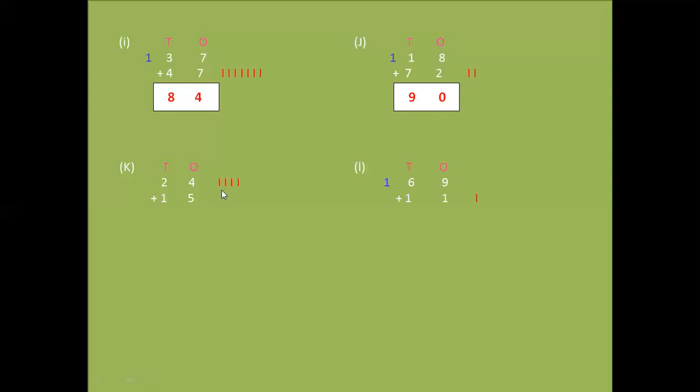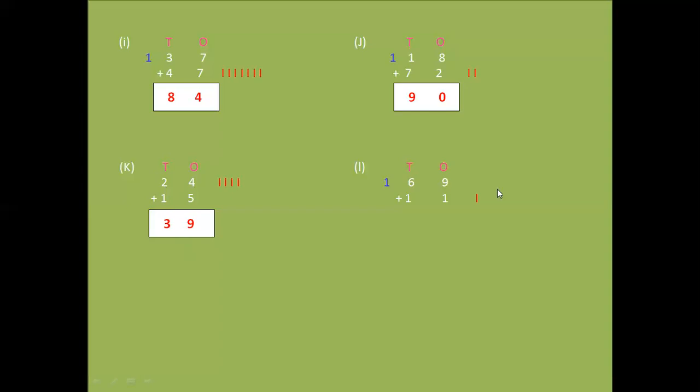A part. Question is 24 plus 15. So first we add ones. 4 plus 5. We draw 4 lines and add these 4 lines to 5. 5, 6, 7, 8, 9. Okay, because this is 9, there are no two digits, so there is no converting into tens. So 2 plus 1, 3.